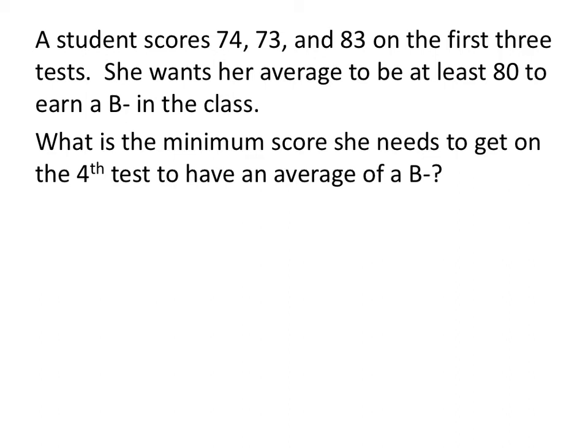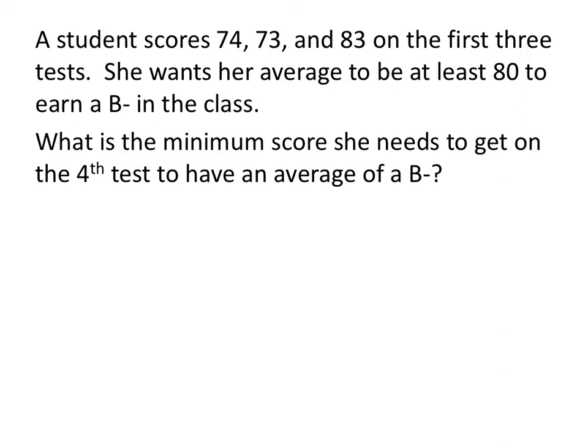So a student scores 74, 73, and 83 on the first three tests. She wants her average to be at least 80 to earn a B minus in the class. What is the minimum score she needs to get on the fourth test to have an average of a B minus, which is that 80%, right?